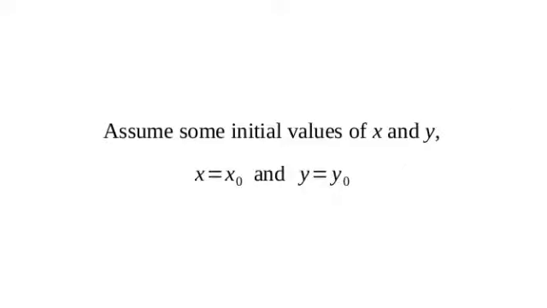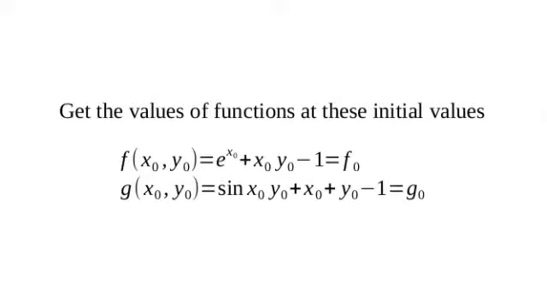First, we need to assume some initial values of x and y. These are x0 and y0. Then at these initial values we will obtain the values of the given functions. Here the functions are f and g, so we will get the values of these functions at x0 and y0, and these are f0 and g0.